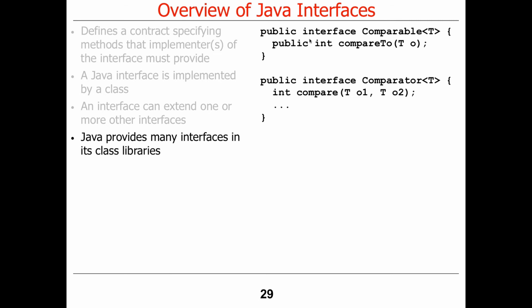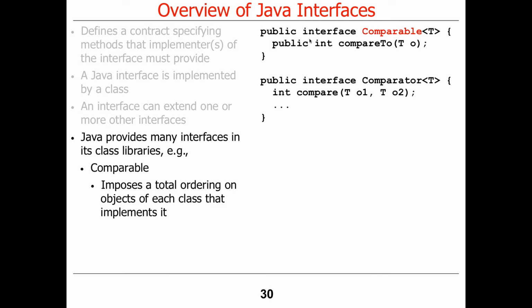Java provides a lot of interfaces in its class library. I'm going to talk about a couple here, one of which is important for the assignment, as we'll talk about in a second. One interface is called Comparable. You can see Comparable is an interface parameterized by type T. If you implement the Comparable interface, you can implement what it means to compare two instances of type T. Of course, your data structure would expect to be parameterized by type T.